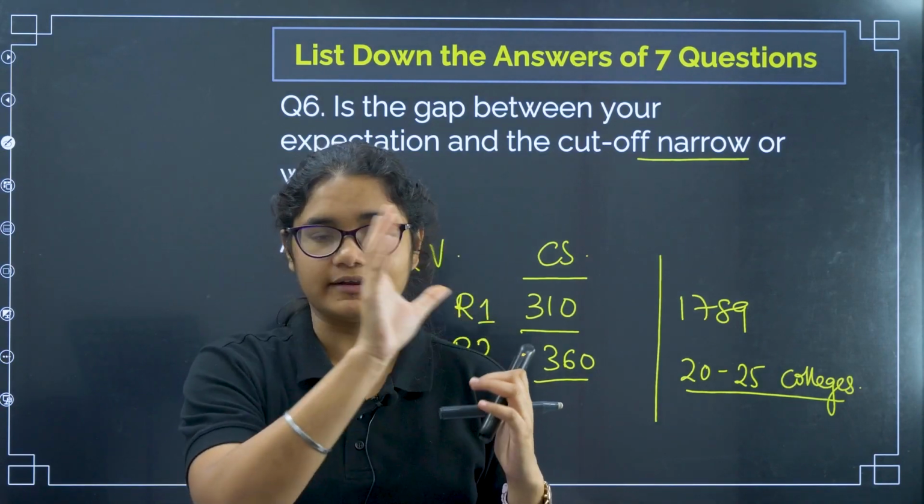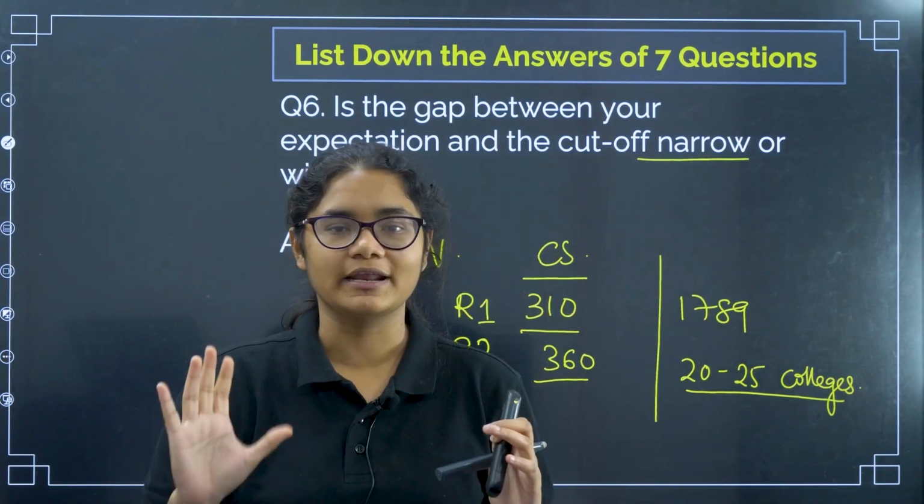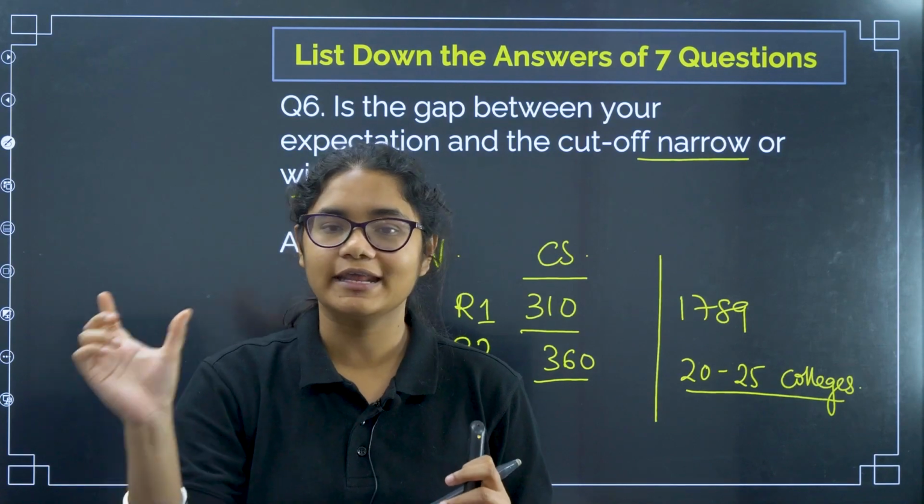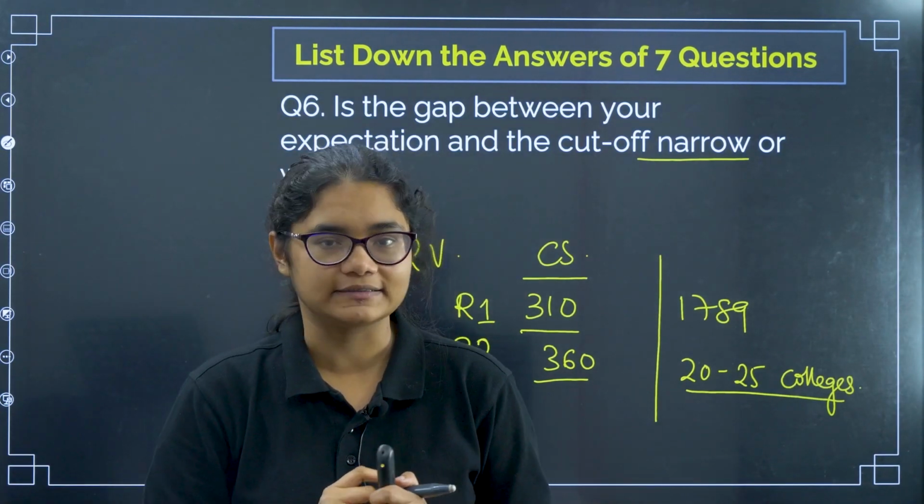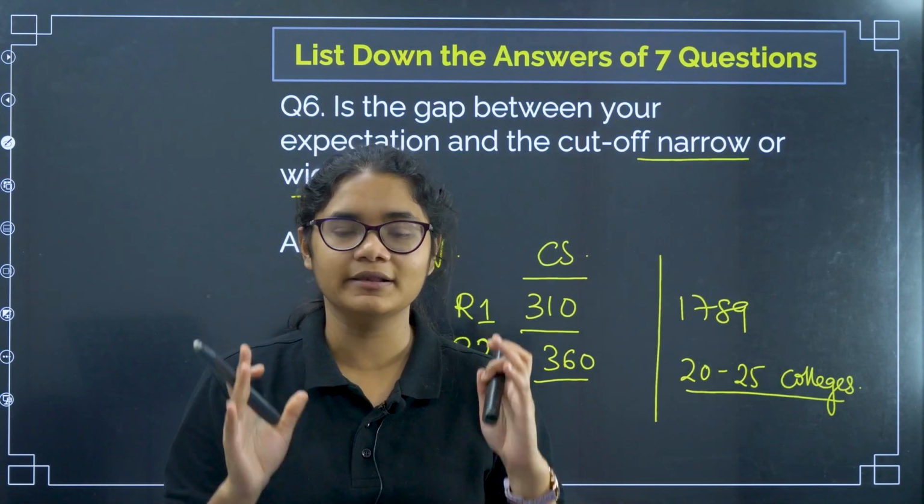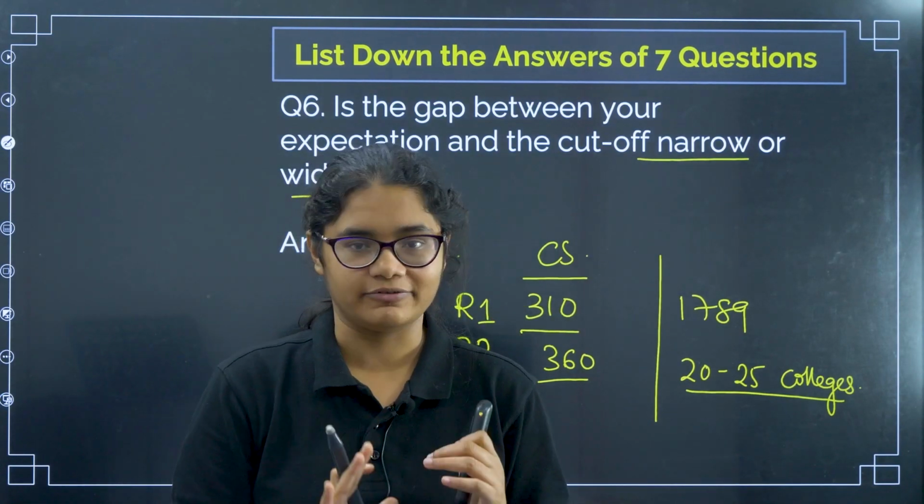I have written the range also there, from this much to this much. If you are having that, you will get into this college. So take that rank and check with your rank, and whether you are getting it or not, you can easily decide. All the data is available, so easily you can make the preference list.